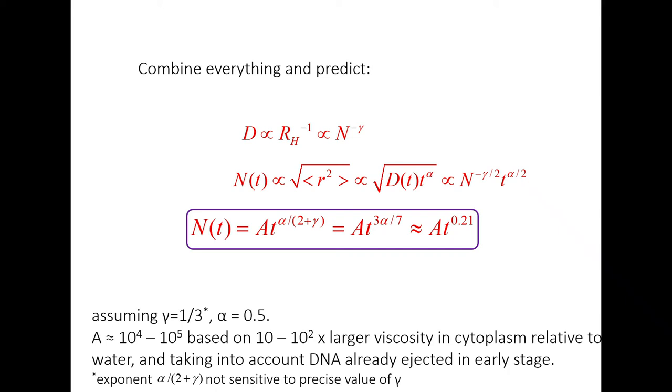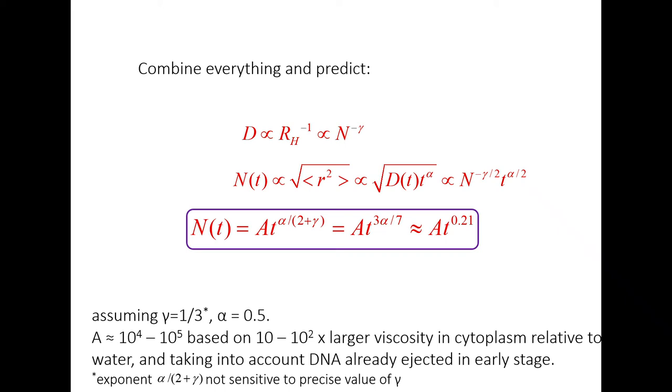And you get something like some constant times time to the power alpha over 2 plus gamma, and here you see that as long as gamma is around 1 over 3, at least when it's much smaller than 2, it doesn't matter so much, right? You always get the same coefficient. So the fact that I was assuming gamma is 1 over 3 is not very sensitive for the result, right? As long as it's not 1 or 3 over 5, that will give you a difference. Then you just plug in the numbers.